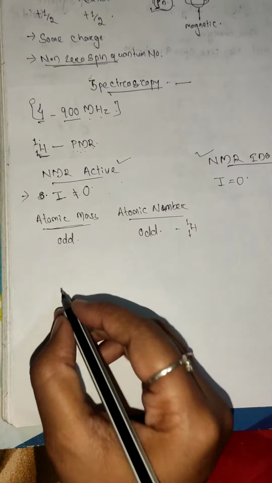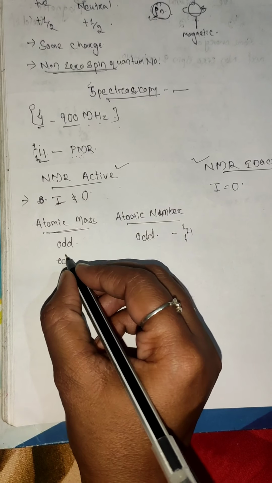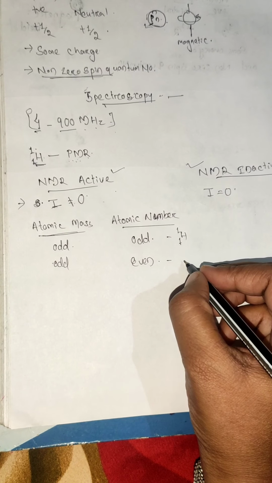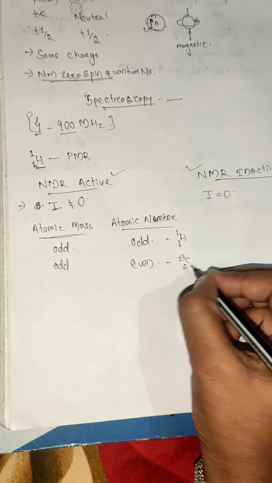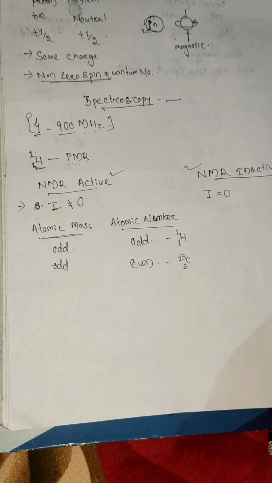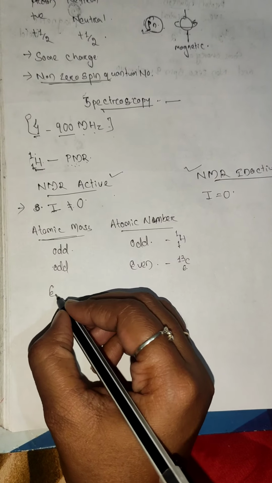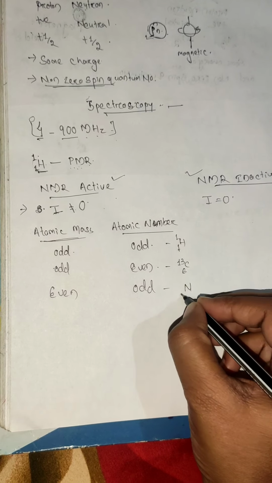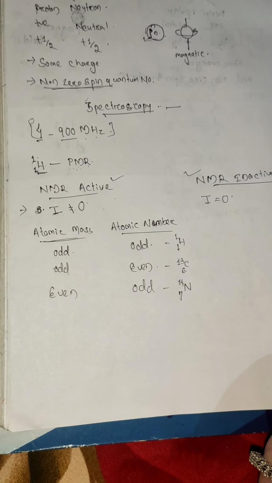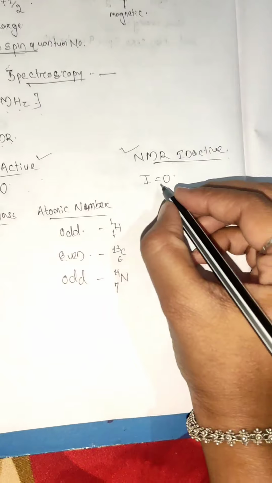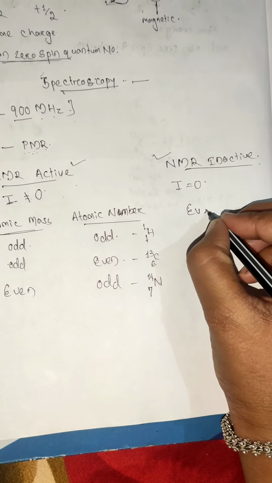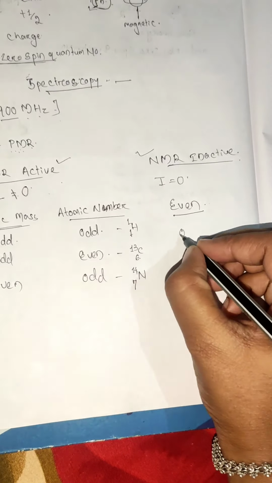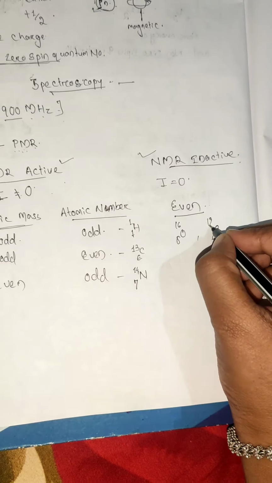Like this, if the atomic mass is odd and the atomic number is even, then it is also NMR active, for example carbon 13 (C 6 13). Also, if the atomic mass is even and the atomic number is odd, then it is also NMR active, for example N 7 14. And if the atomic mass and atomic number both are even, then it is NMR inactive, for example oxygen 8 16 and carbon 6 12.